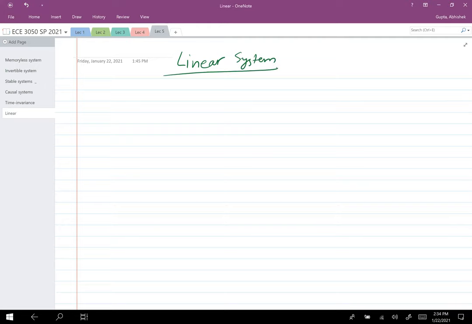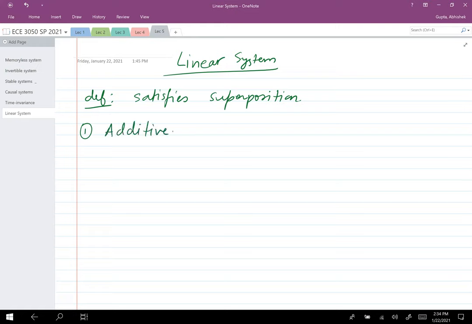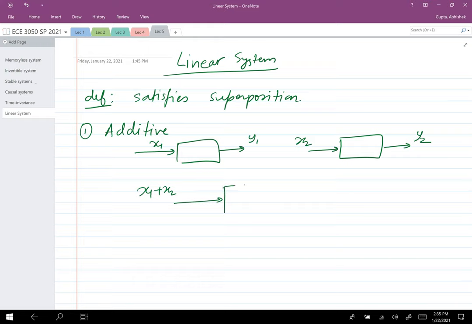Linear system, okay. So the definition of a linear system is that it satisfies superposition. Now, what is superposition? Superposition comprises two properties. The first is the additive property. x1 gives y1, x2 gives y2, and it is an additive system if x1 plus x2 gives y1 plus y2.